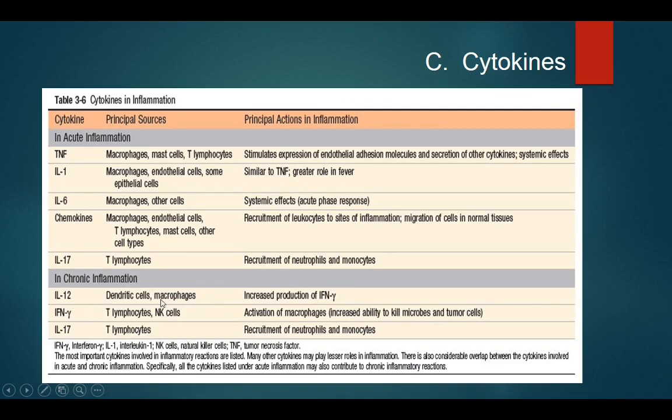Interleukin 12 is released by dendritic cells and macrophages. It causes increased production of interferon gamma. So interleukin 12 causes release of interferon gamma, and interferon gamma is released by T lymphocytes and NK cells. It causes activation of macrophages, which increases the ability to kill microbes and tumor cells. Interleukin 17 is produced by T lymphocytes. It causes recruitment of neutrophils and monocytes at the site of inflammation.